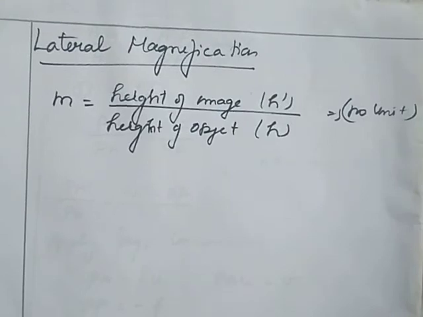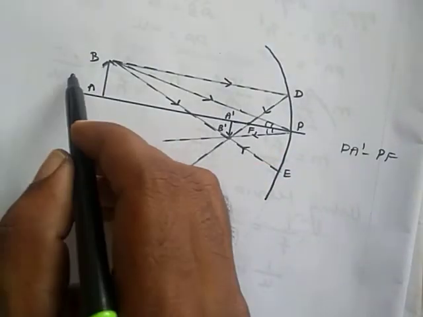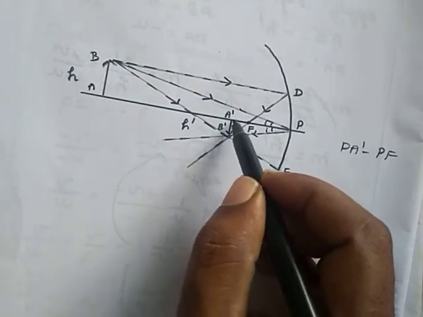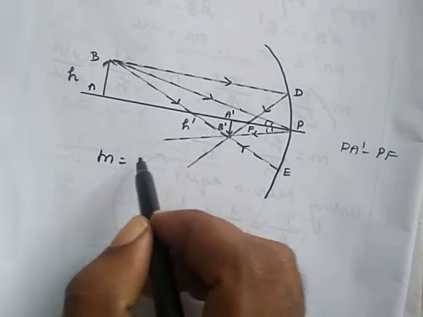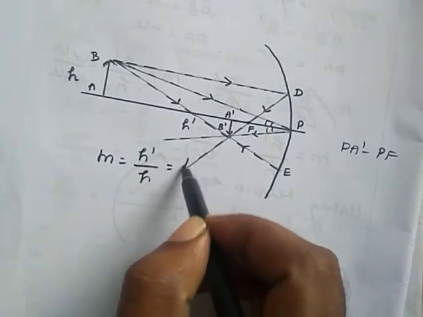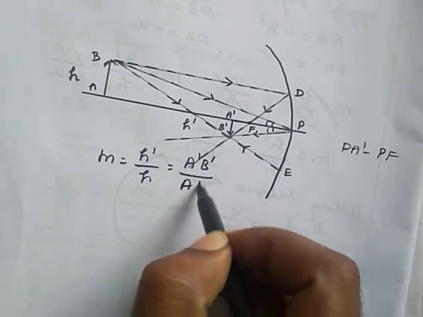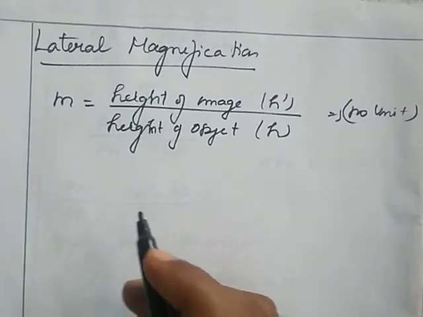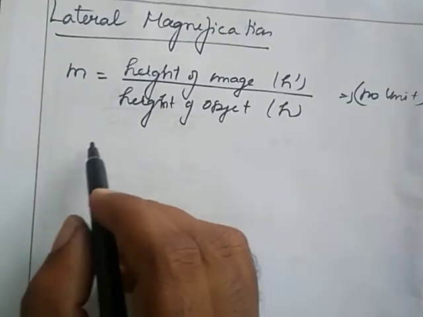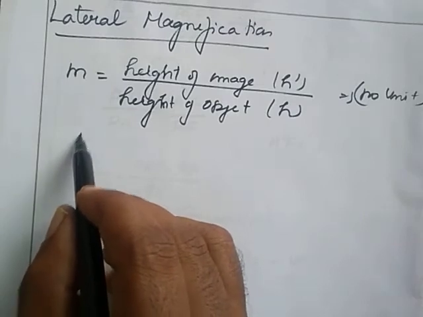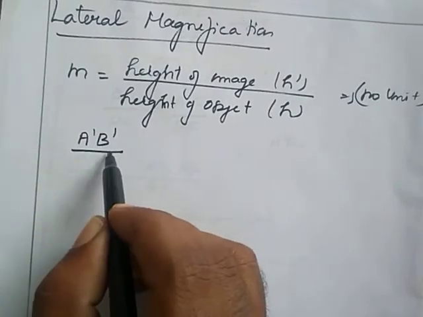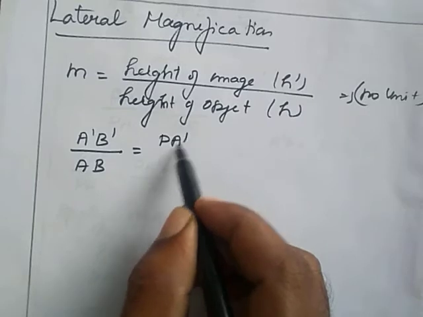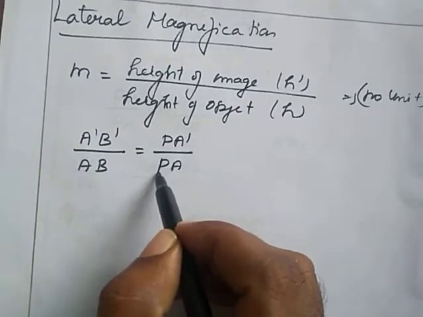Here we know this height is h and this height is h dash. So we can say m is equal to h dash by h. So we can write a dash b dash by ab. We know a dash b dash by ab is equal to p a dash by pa from the above equation. A dash b dash, that is h dash, ab, that is h, is equal to p a dash by pa, which we already solved in the mirror equation.